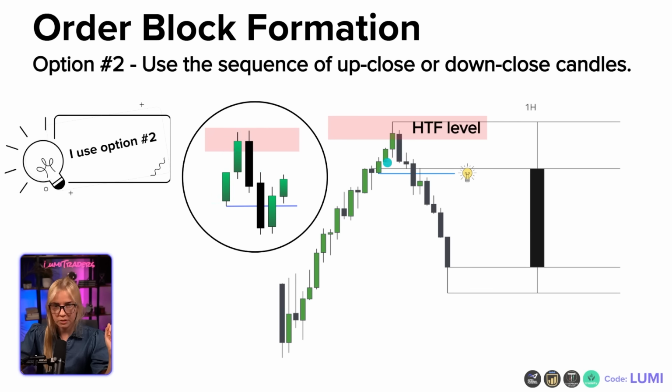For example, as you can see on the chart, we entered the high time frame level. We got 3 up close candles. So once again, using the first option, I can use just one candle that entered the order block. But with the second option, we can use a sequence of up close candles, which is 1, 2, 3 up close candles, as my order block.